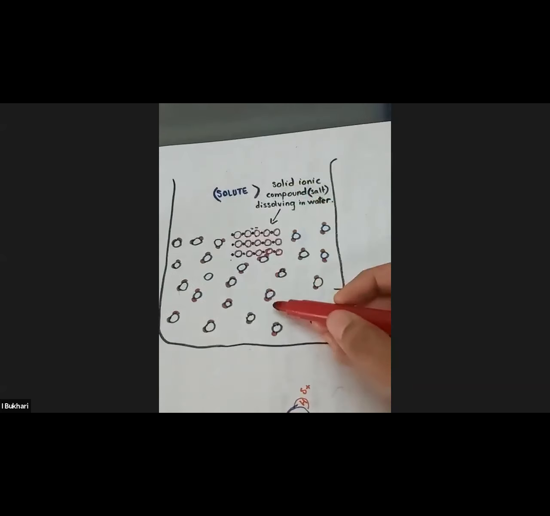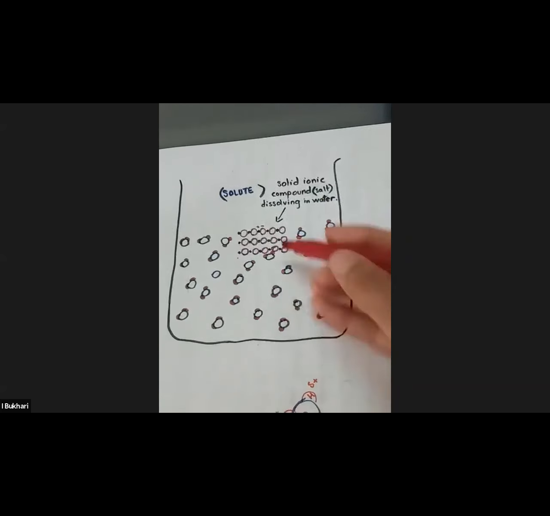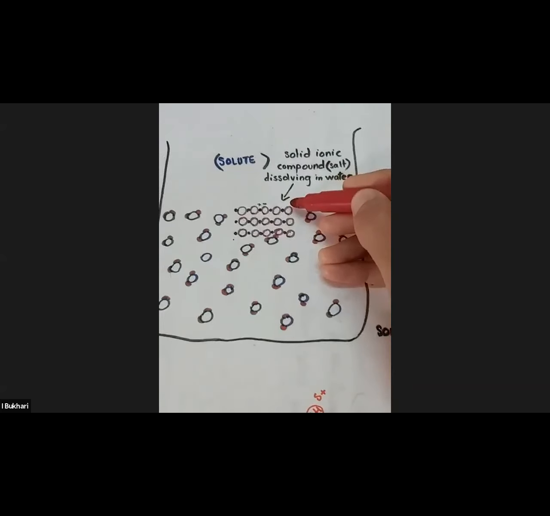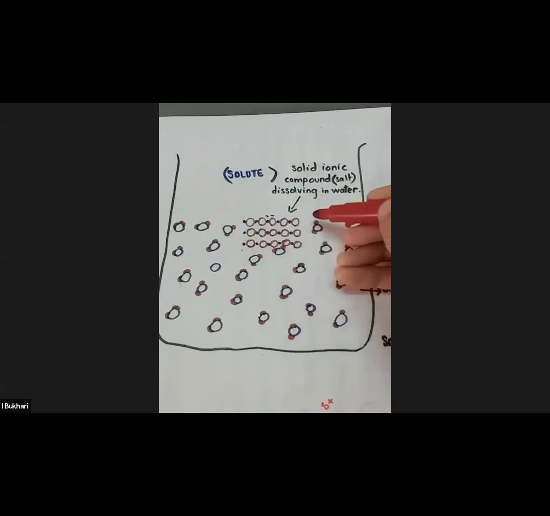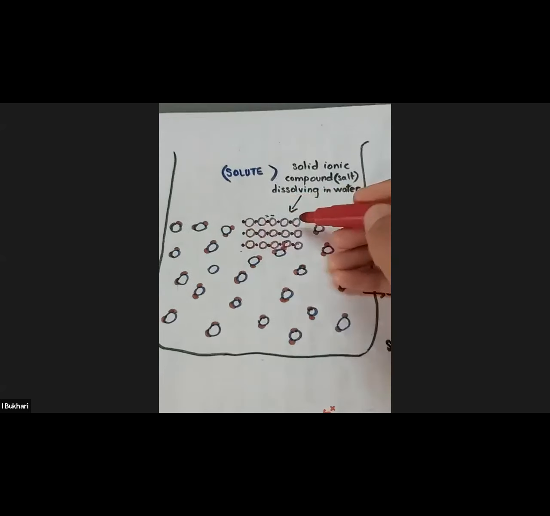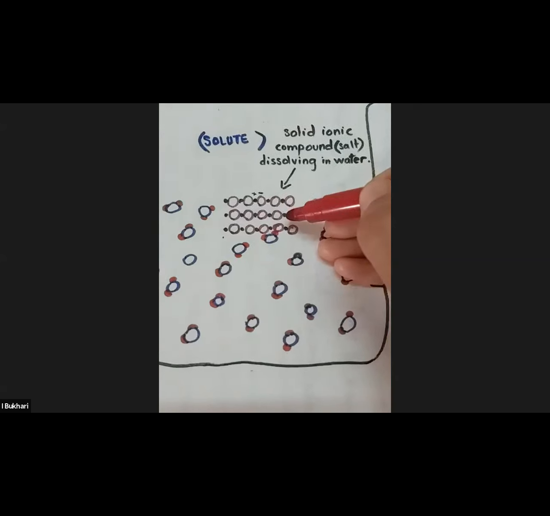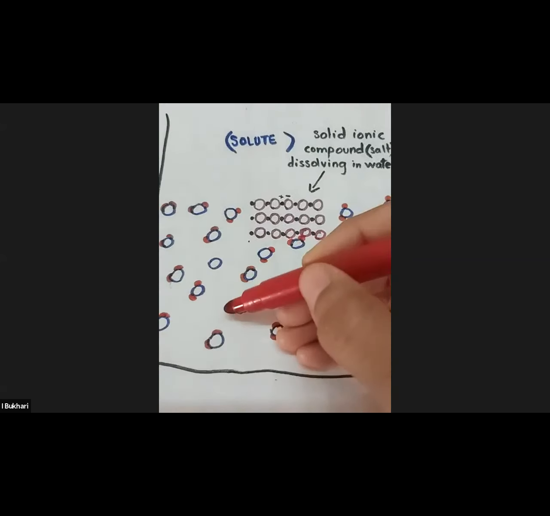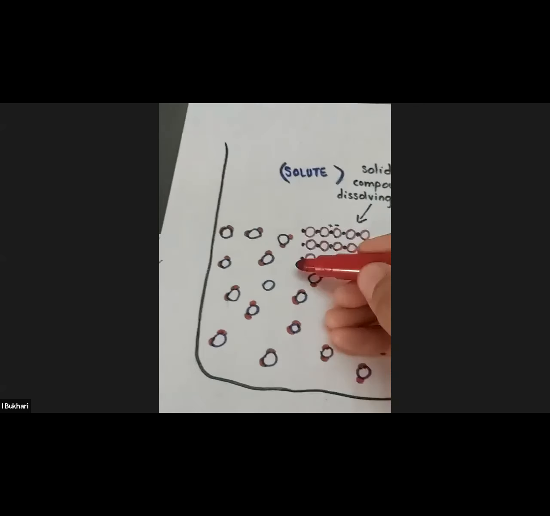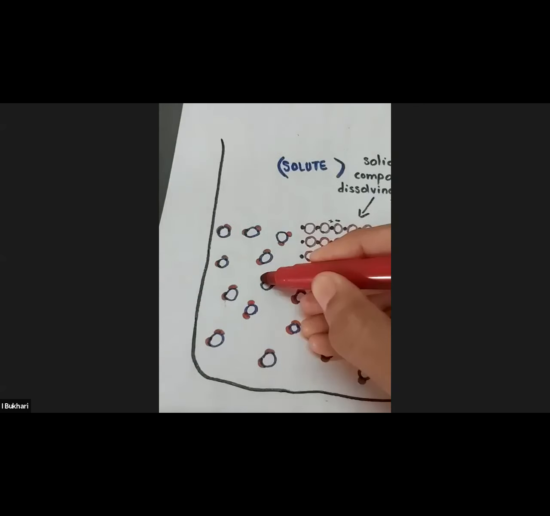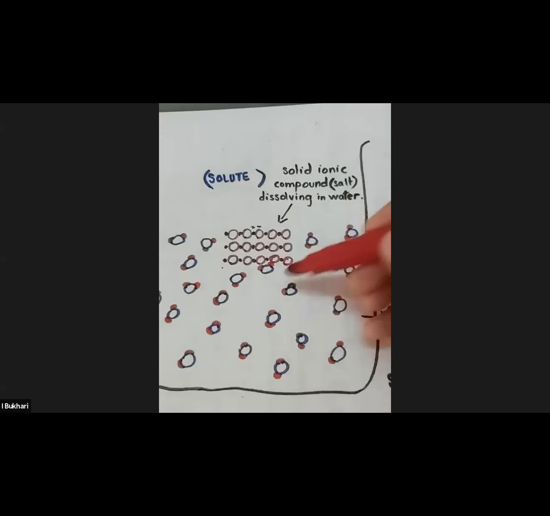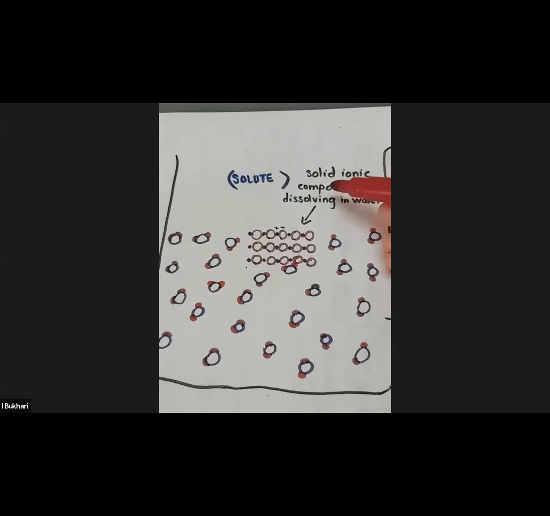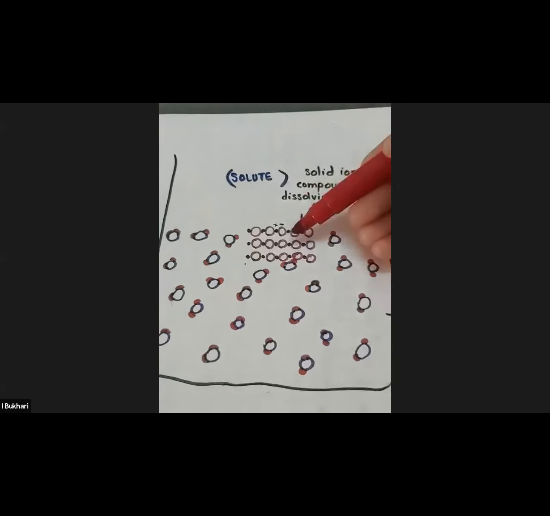This is the salt before dissolving. Can you see the salt is in its regular solid arrangement? I have used two different shapes. The dots are the cations and the bigger circles are anions, and these are water molecules, right? So this is before dissolving. This is a solid ionic compound. It hasn't dissolved as yet. I just added the salt.